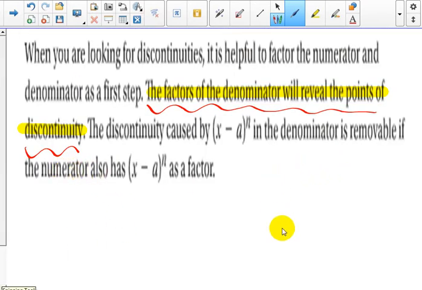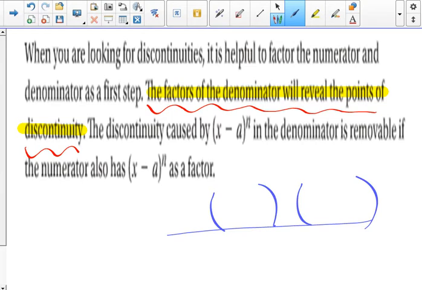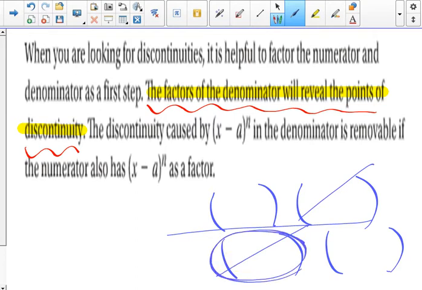Your factors of your denominator will reveal your points of discontinuity, and that's what we've been saying on every one of these slides. It's over and over. We're saying the same thing but in different ways. So when you're looking for discontinuities, you first want to make sure everything is factored as simple as possible. Once it's factored, then you want to look for what can be factored out. What can be factored out becomes a removable discontinuity. What stays after you cancel things out becomes a non-removable discontinuity.